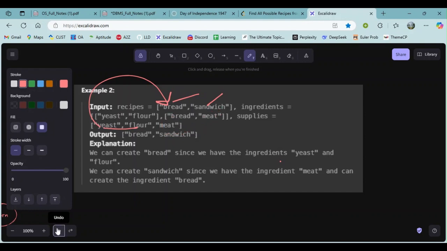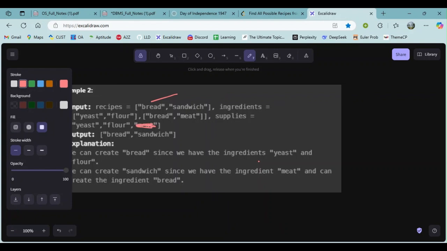Let's take an example where something is missing, like here meat is not given. Okay, so this will be our graph.